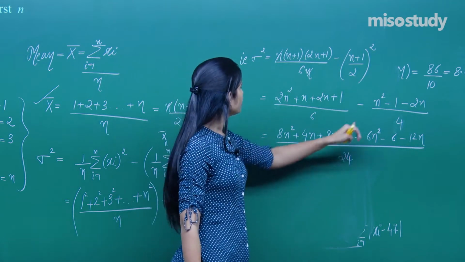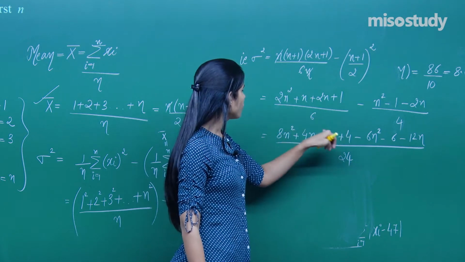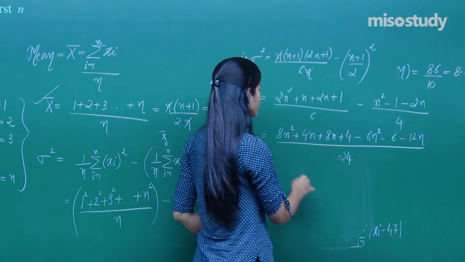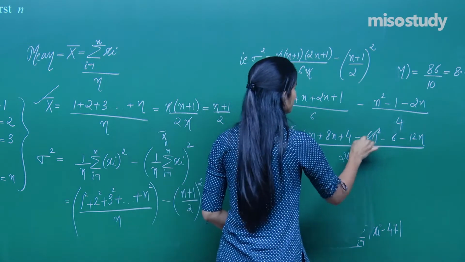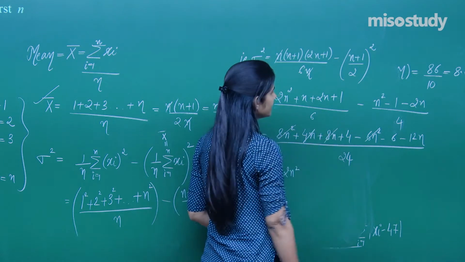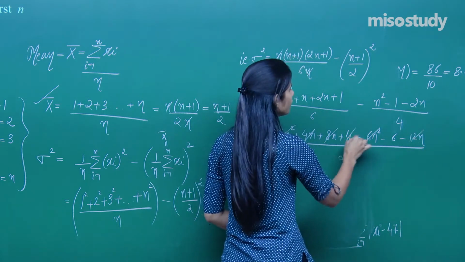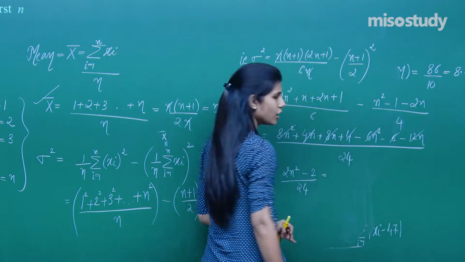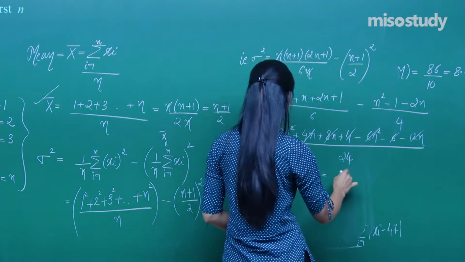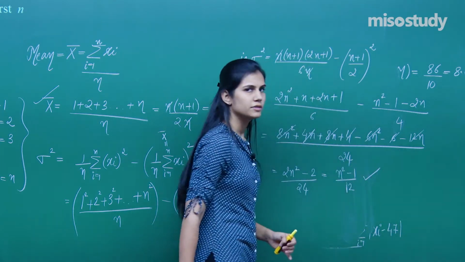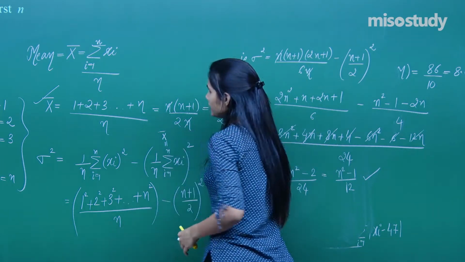Clear? You had 8n square plus 4n plus 8n plus 4 minus 6n square minus 6 minus 12n, whole upon 24. 8n square minus 6n square is 2n square, plus 4n plus 8n is 12n, minus 12n is 0, 4 minus 6 is minus 2, upon 24. Take out 2 common from numerator and denominator, you will be left with (n square minus 1) by 12. Is it clear? After this we have the question.